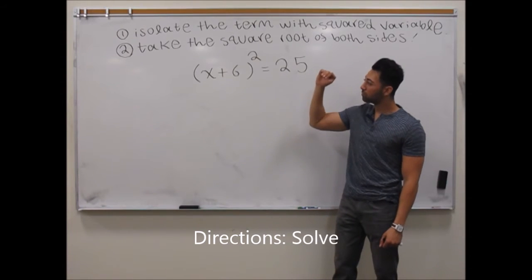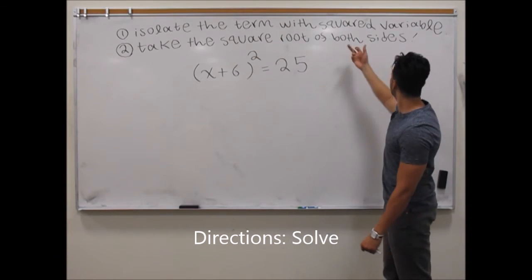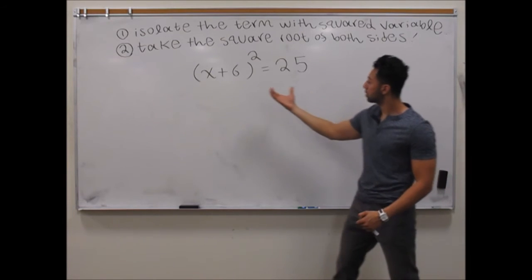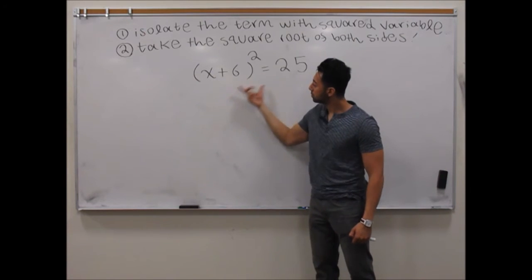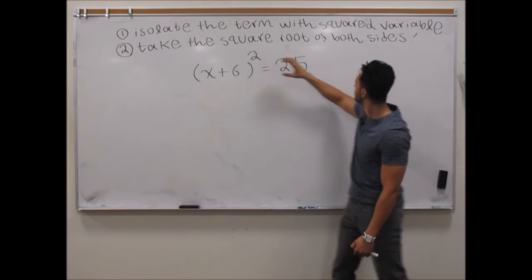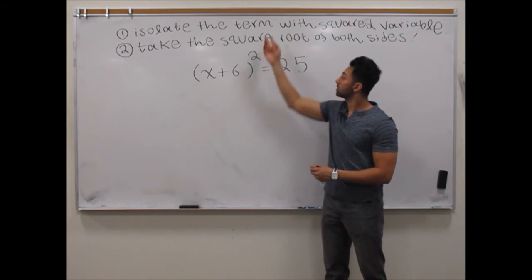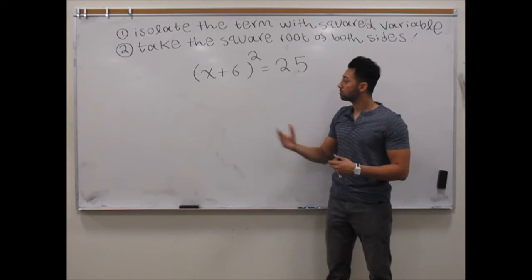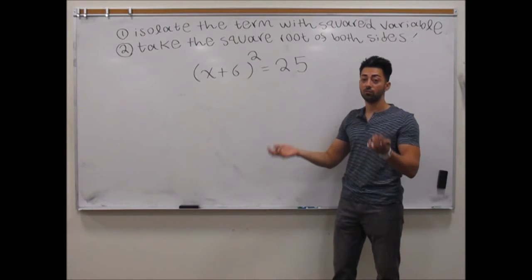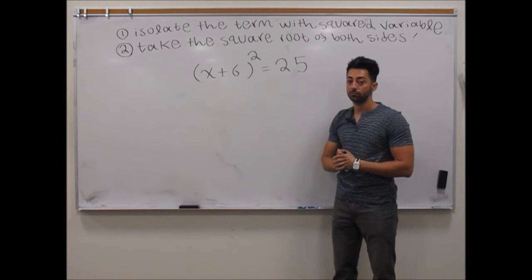So when we're looking at the 2 steps, I've written down to isolate the term with the squared variable or quantity. Notice here this squared quantity turns out to be the x plus 6. That's the thing that's being squared, right? So it's already isolated. You know how the first step is telling us to isolate that? So in this case we're just going to move on to the second step, which is to take the square root of both sides.